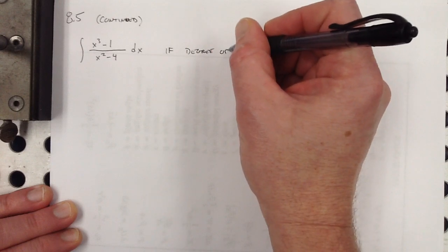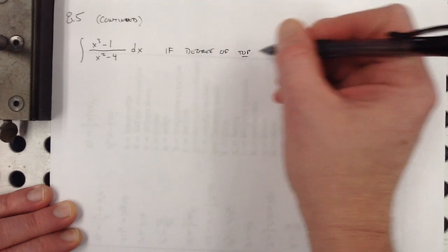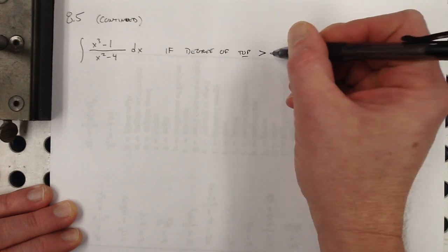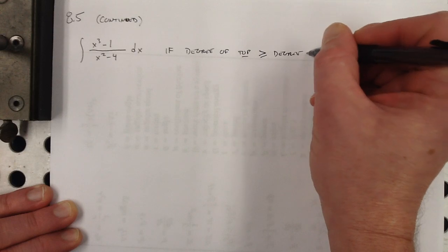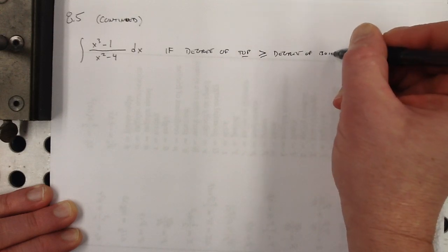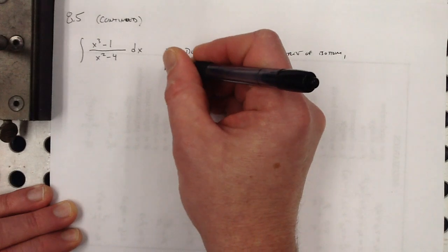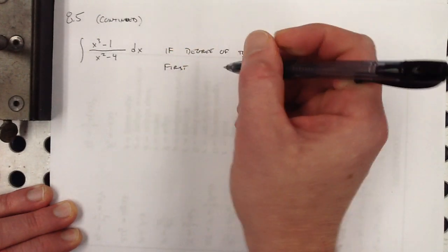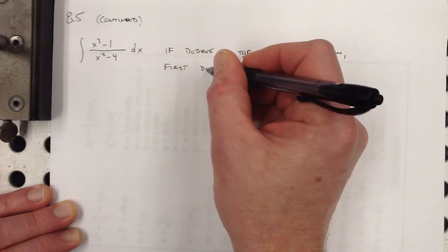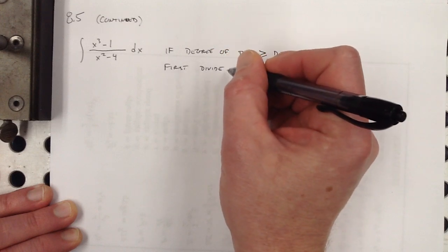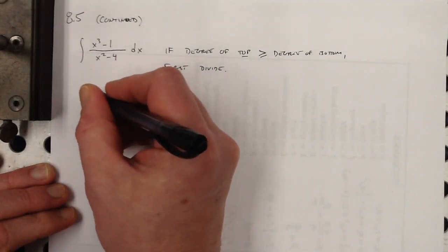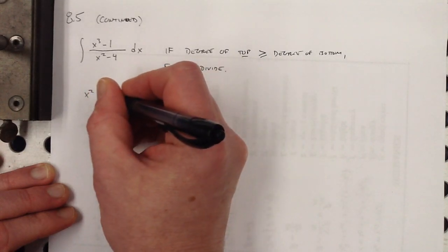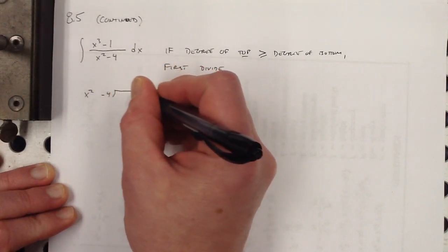If the degree of the top is greater than or equal to the degree of the bottom, then first we're just going to divide. So it might be a little while since you've done this, but I know you've done this before. We're going to do long division. And it's really not anything to get too stressed out about.